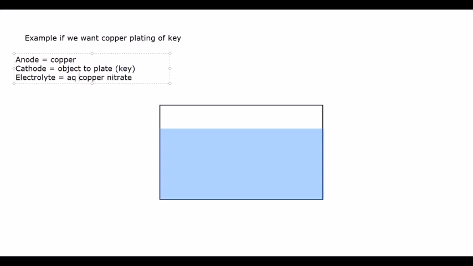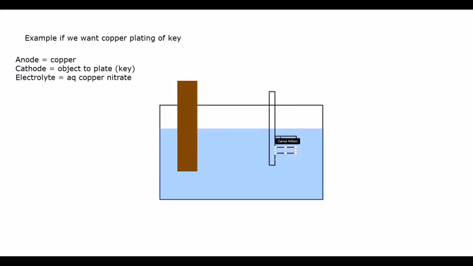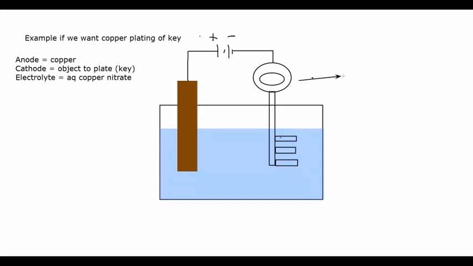It will not make a difference if it is concentrated or dilute. The reason for that is the nitrate ion will not discharge. So the anode is made up of copper. The anode contains copper. The cathode is made up of the key which we want to electroplate. And we connect with a battery. This is a positive terminal, and a negative terminal. It is connected with the cathode.